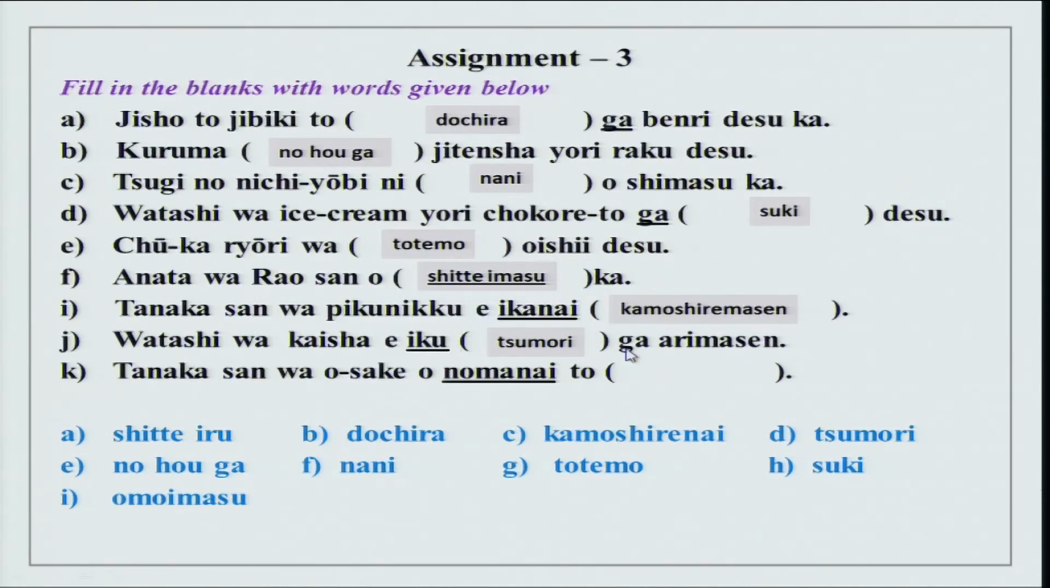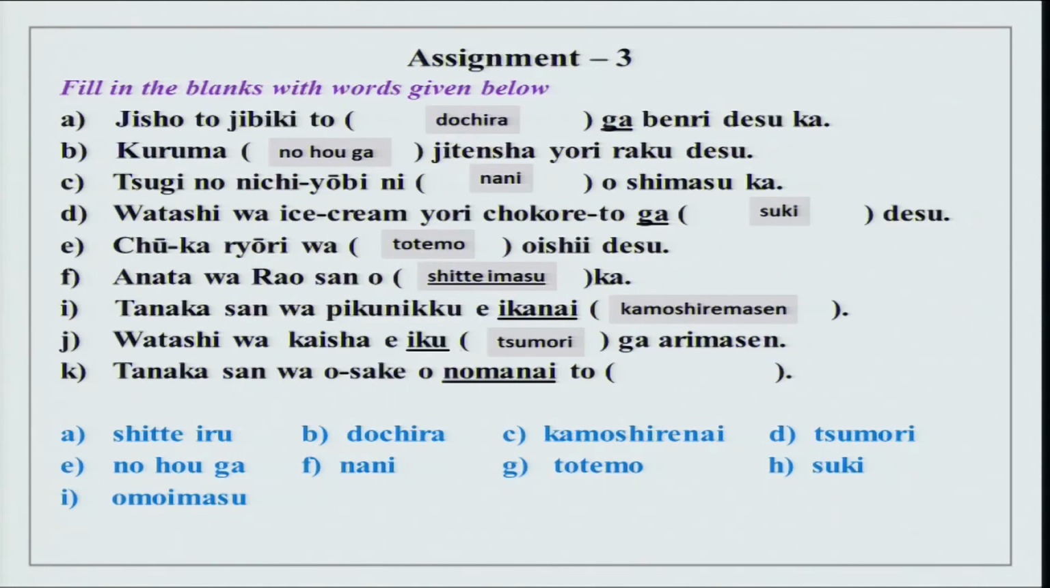Iku tsumori ga arimasen. So, even before tsumori, the verb will be in plain form. Please remember that. Iku tsumori ga arimasen. I do not plan to go, or intend to go.